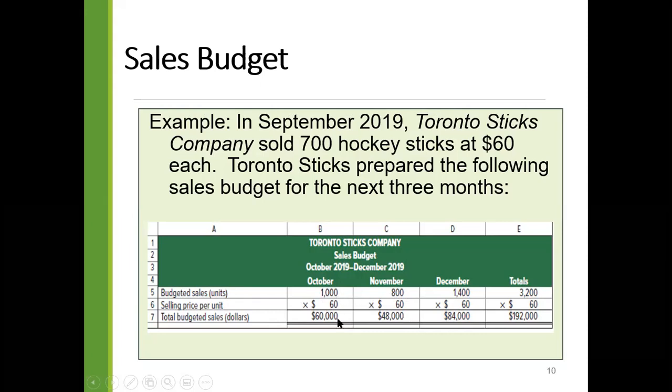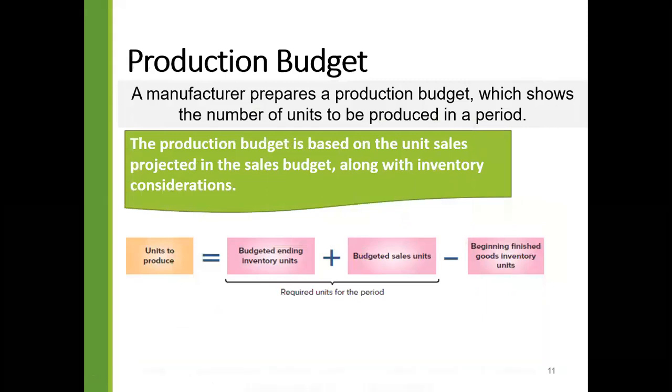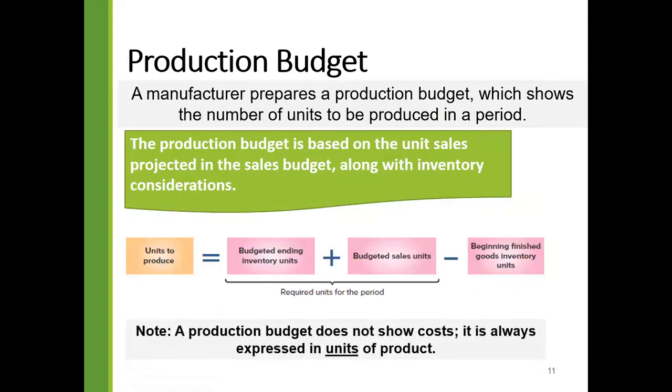And here it's breaking it down per month, but then also it's given us the quarterly total. And so, if we're on a calendar year, this would be the fourth quarter, October, November, December, right? So it's given us our quarterly data as well. Okay, production budget. The production budget is where we're looking at how many units need to be produced.